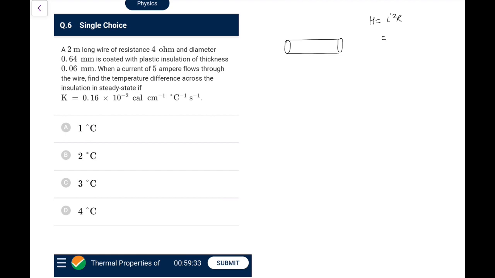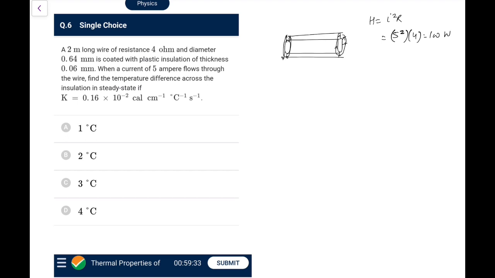So what is this I square R? A 5 ampere current is flowing, so that is 5 square into 4, which is 100 watt, and if you want to convert it into joule or calorie, we can do it later. Now this heat would be dissipated outwards through the insulation covering. So there would be a radial heat flow, a cylindrical flow, and for this we have to find the temperature difference.